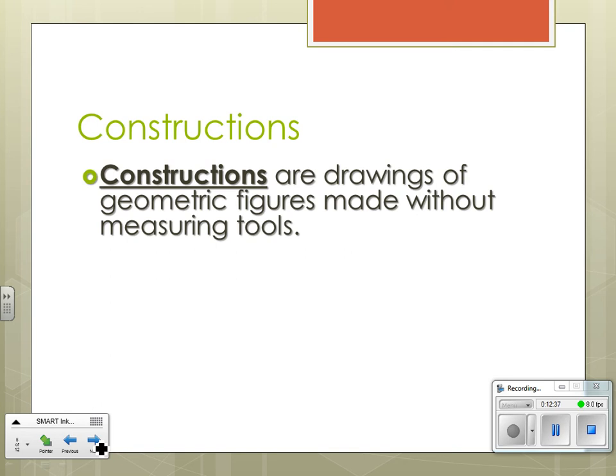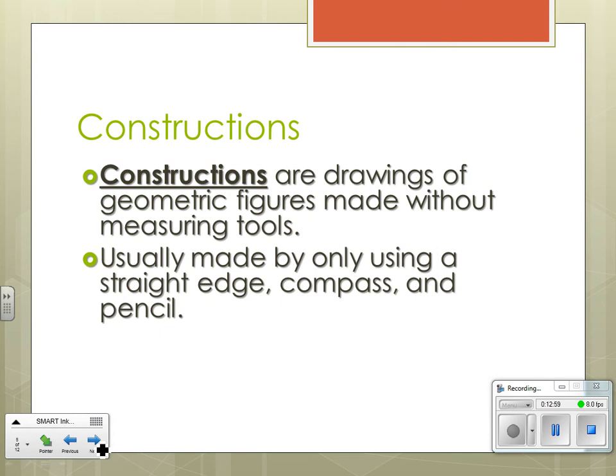So if it's something that you'd use to measure, you do not use it when making a construction. Such as, you do not use a ruler. What do you call the thing that you use to measure an angle? Yeah, so you don't use protractors. There are no rulers, no protractors. You can use a ruler maybe as a straight edge, but you won't actually use it to measure anything.